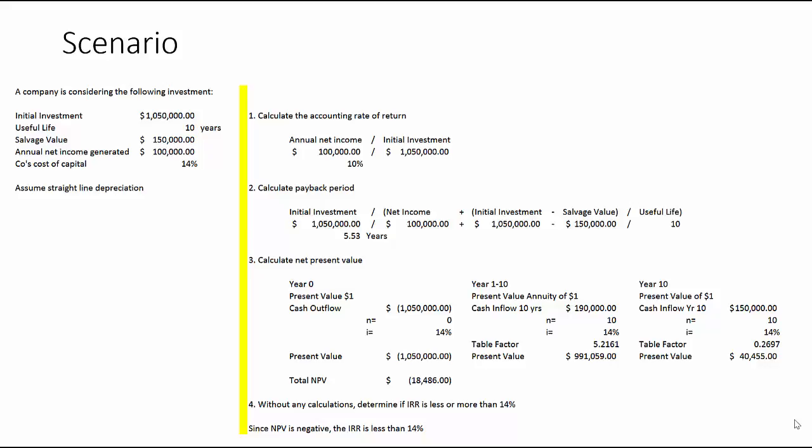So the last question here is, without any calculations, determine if the internal rate of return is less or more than 14%. And in this case, since our total net present value is negative, the internal rate of return is less than 14%. So if you have any questions about this, please leave them below. I'm happy to help answer any questions.